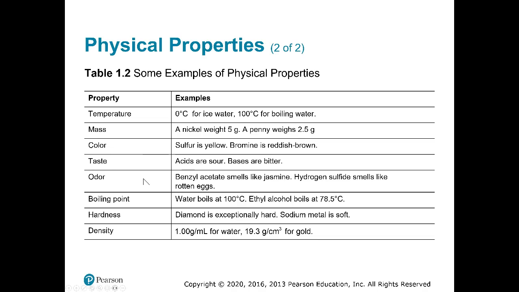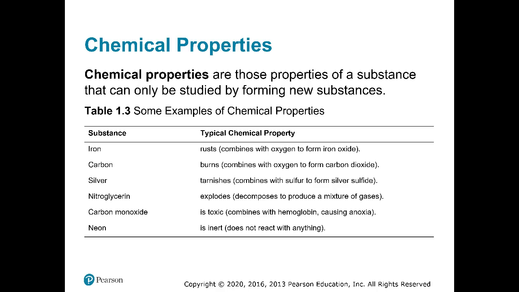Odor, benzyl acetate smells like jasmine, hydrogen sulfide smells like rotten eggs. And so the odor is actually involved with hydrogen sulfide. That is the marker for rotting, actually. And that's why rotten eggs smell rotten. And like if you turn on a gas tap and you let it go, it smells kind of rotten because they actually add hydrogen sulfide to that usually. So boiling point, hardness, density, these are all physical properties. By the way, density is oftentimes used to determine whether something is gold or not. It's one of the original tests, so that's kind of an interesting use of density and physical properties.